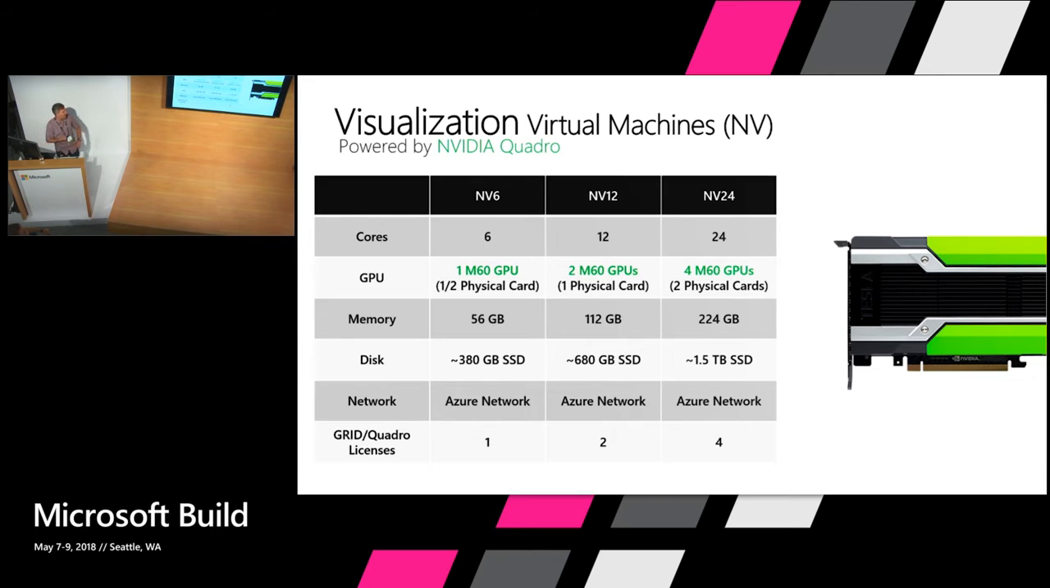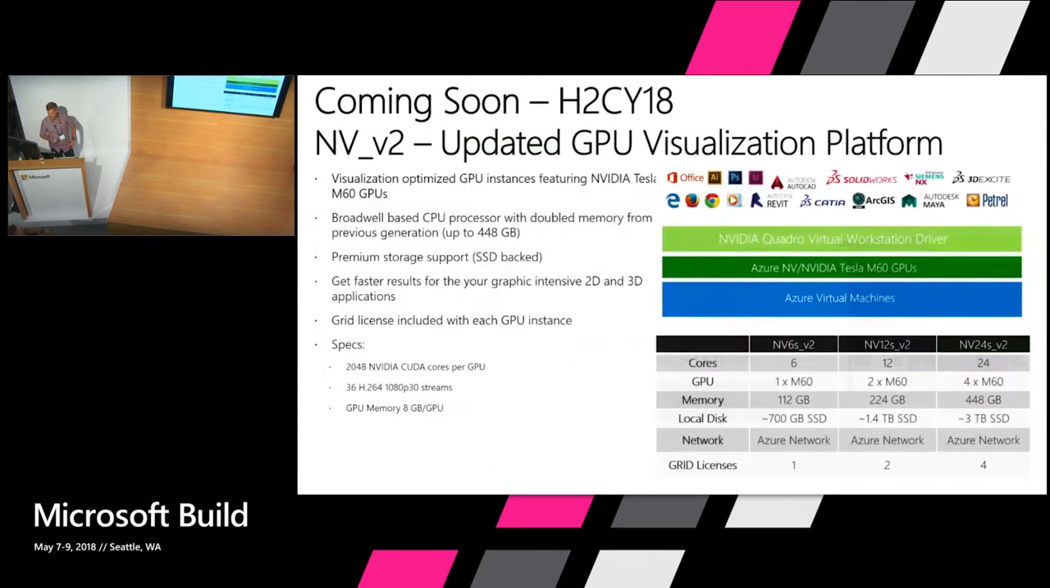What we're finding for a lot of customers is the memory is the gating factor. So I'm running a very high-end engineering app. 1 GPU may be fine, but I need additional RAM, so people are getting the entire box. Because of that, we're actually going to be releasing a new version, NVV2, later this year. This is really designed to address the needs of these high-end desktop users.